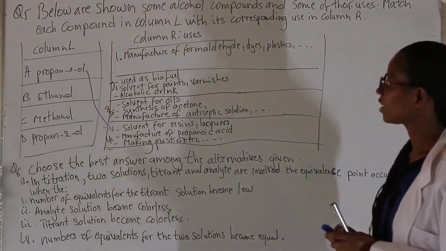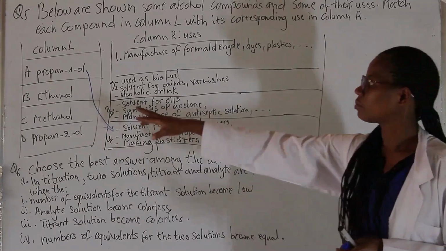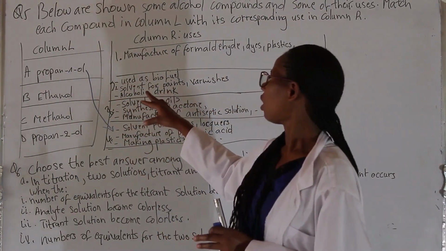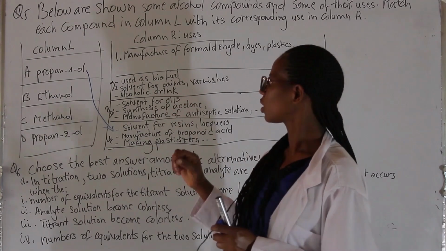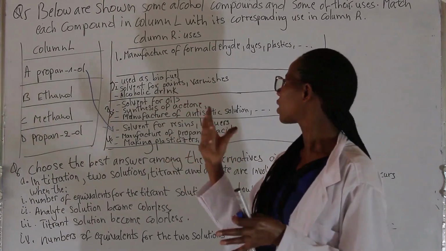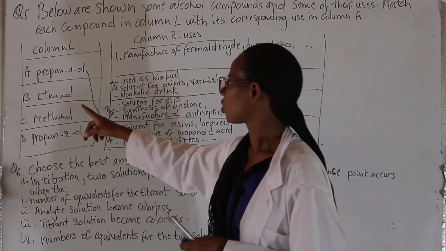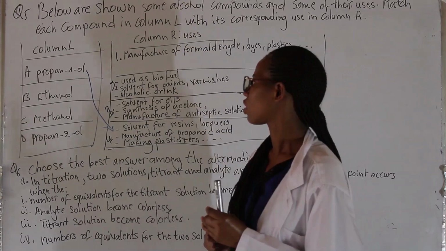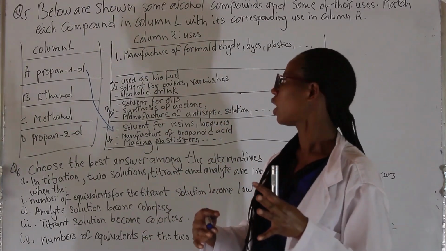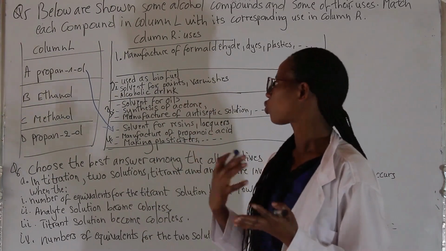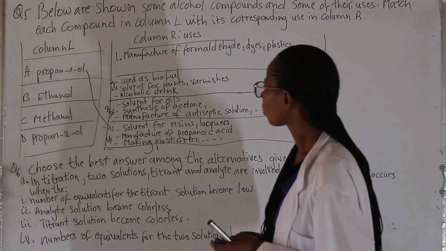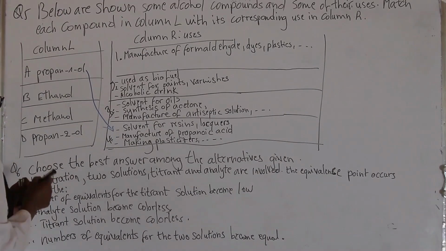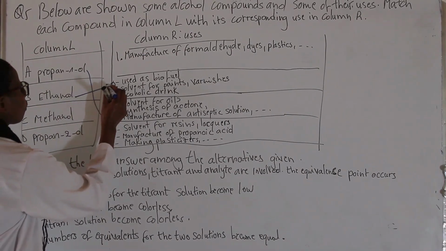For ethanol, this ethanol can be used as a biofuel. It also can be used for solving paints. It is a good solvent for paints and varnishes. Also, this ethanol is used during manufacture of alcoholic drinks. Ethanol can be used when they are making the alcohol we can drink. This means that ethanol for number B can be matched with 2.